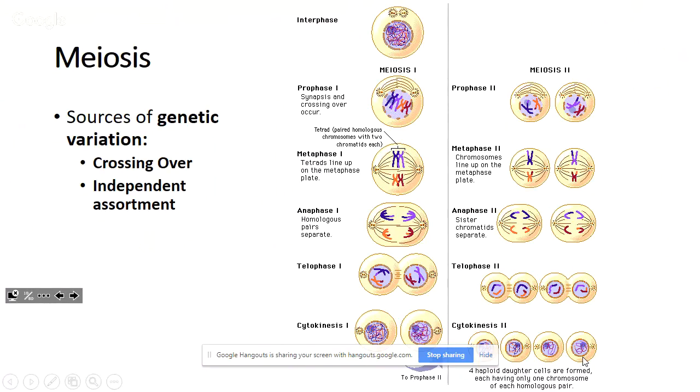Okay. So sorry about the technical difficulties. The other thing that happens is independent assortment, which means that you're not creating germline cells, these haploid cells, one with a complete set of chromosomes from your mother and another with the complete set of chromosomes from your father. There's independent assortment, and the assortment and mixing up of these homologous pairs is random, and that creates genetic variation.